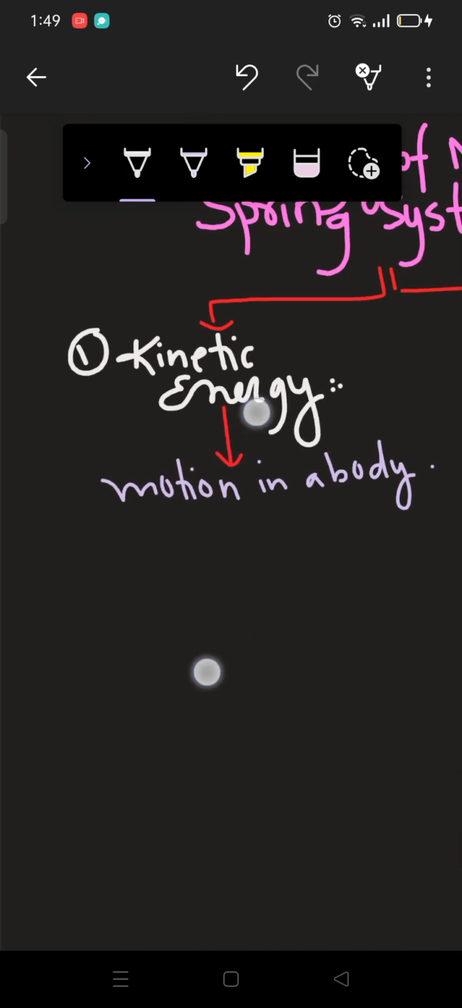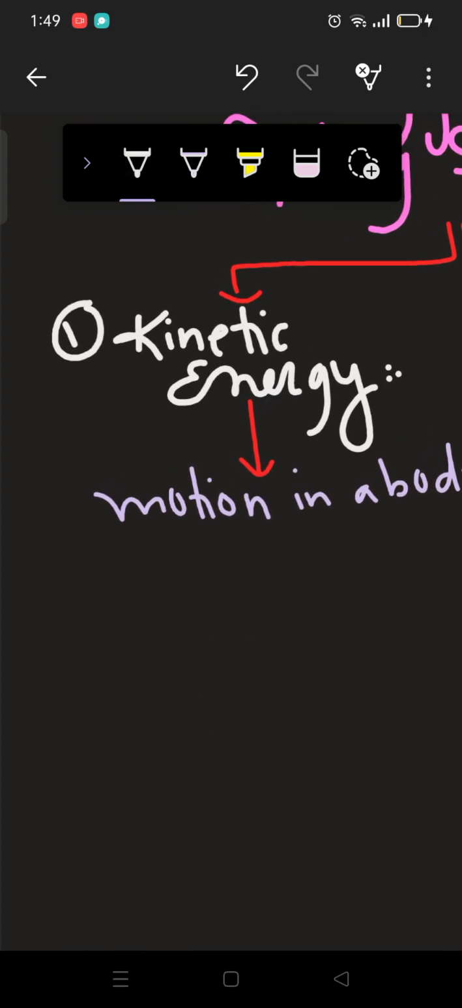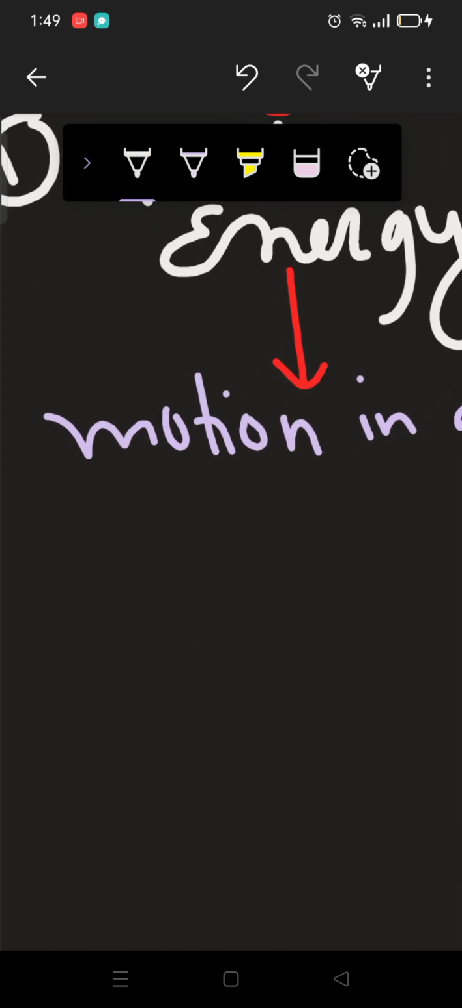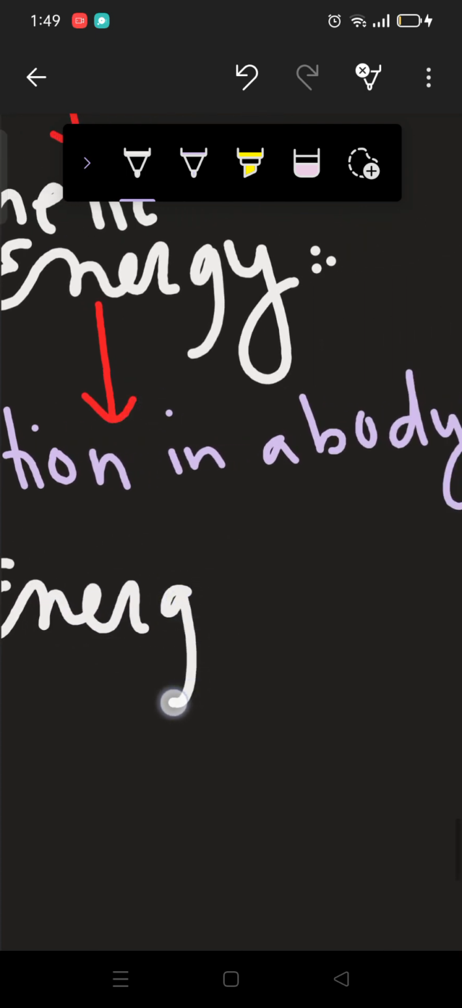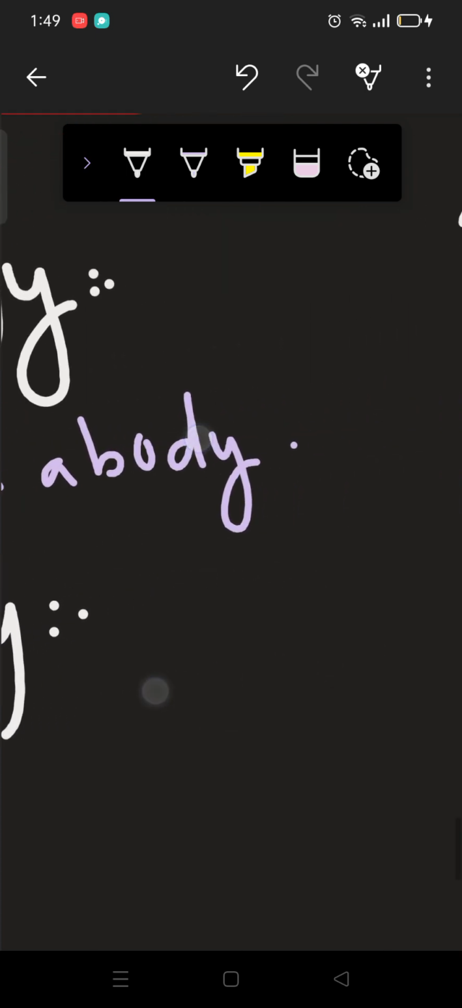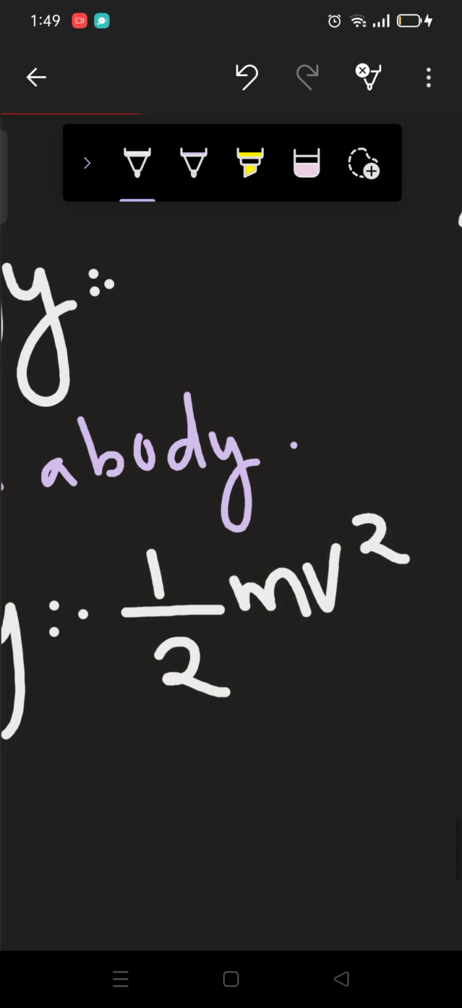And we know the general formula. See, we are going to derive every formula with the help of the general formula. So the general formula of kinetic energy is what? Everyone knows, 1 over 2 mv square, right? This is the general formula for finding the kinetic energy of any body.